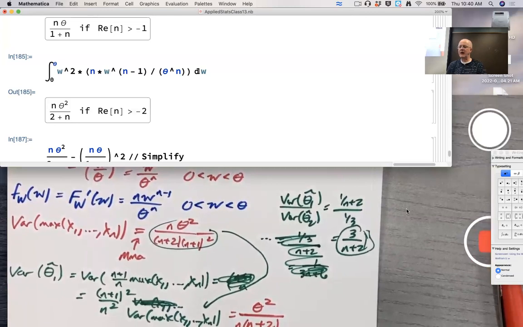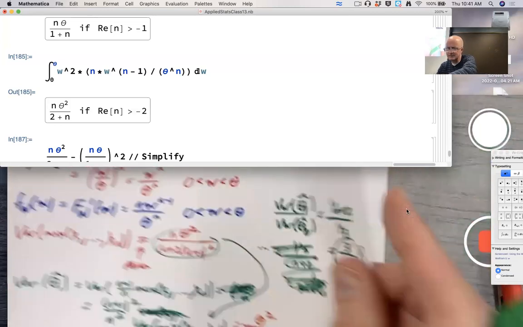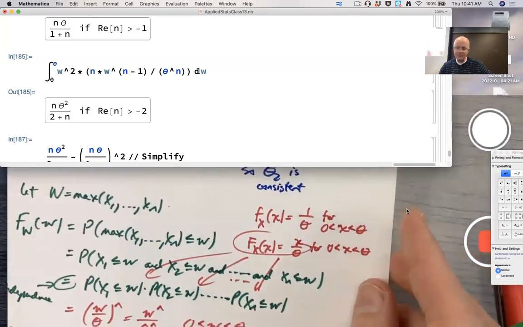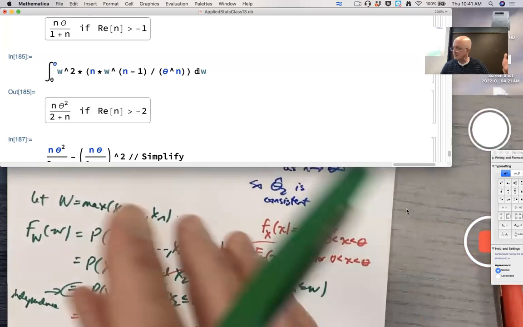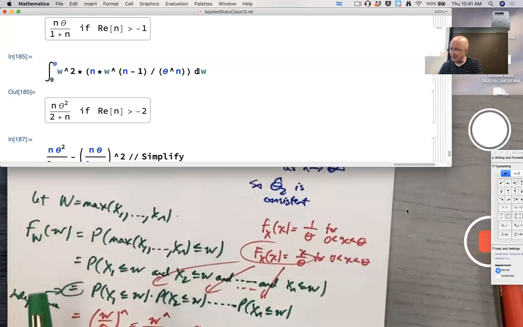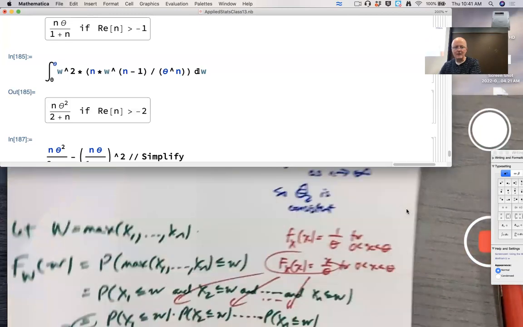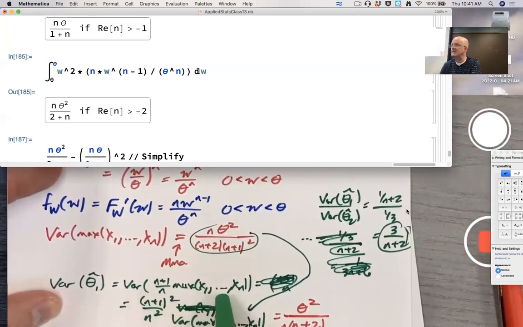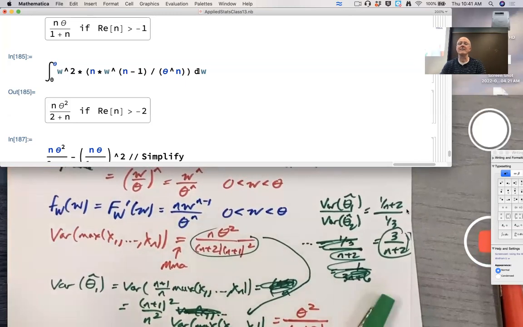So what's the punchline? The punchline is theta 1 hat's better than theta 2 hat. They're both unbiased, and one is relatively more efficient. Theta 1 hat was n plus 1 over n times the maximum. Theta 2 hat was 2 times x bar. N plus 1 over n times the maximum is better, is what this means. All right. Have a good day.